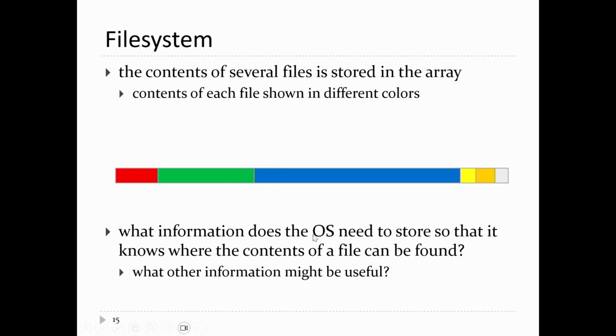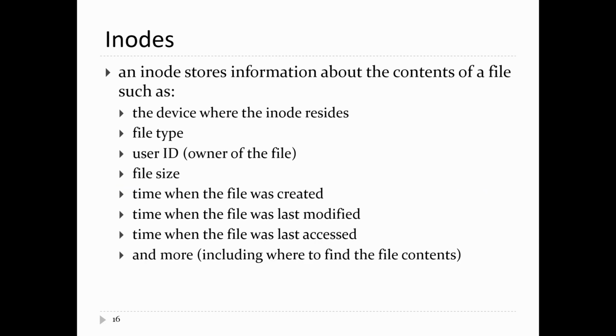And there's a bunch of other information that might be useful as far as files go. How big is the file? And a bunch of other stuff. In Unix and in Linux, files are stored using this thing called an inode. An inode is just a data structure that stores information about the contents of a file.